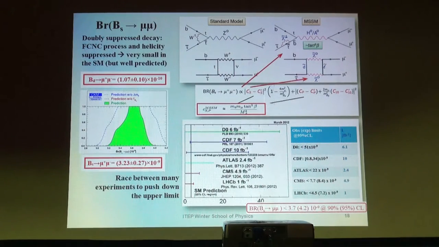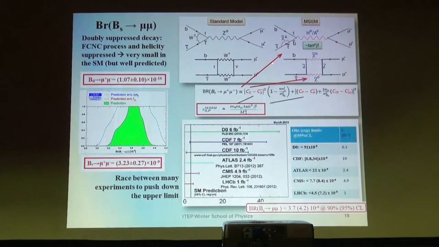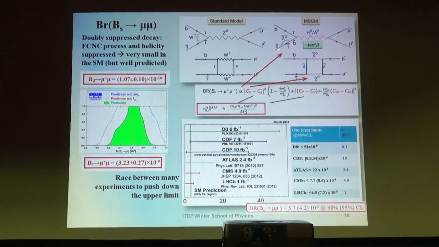And in addition to this, there is a second-order process. So this involves four vertices. It's also in addition helicity suppressed. And again, new physics can contribute to this and enhance the branching fraction for this decay mode.